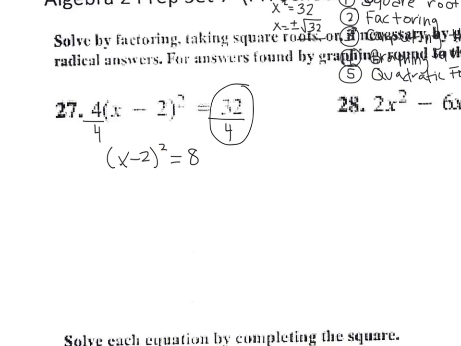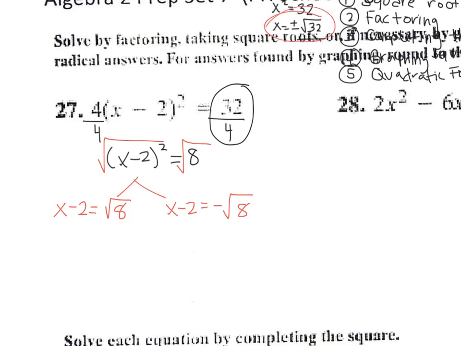Then I can get rid of this square by taking the square root of both sides. What I'm going to do is I'm going to have two equations to solve. I'm going to have x minus 2 equals positive root 8 and x minus 2 equals negative root 8. I can do that because remember, when you take the square root, you're going to have two answers like I did up here. If we break root 8 down, because you always want to break it down, it's 2 root 2. So I'm going to have x minus 2 equals positive 2 root 2.